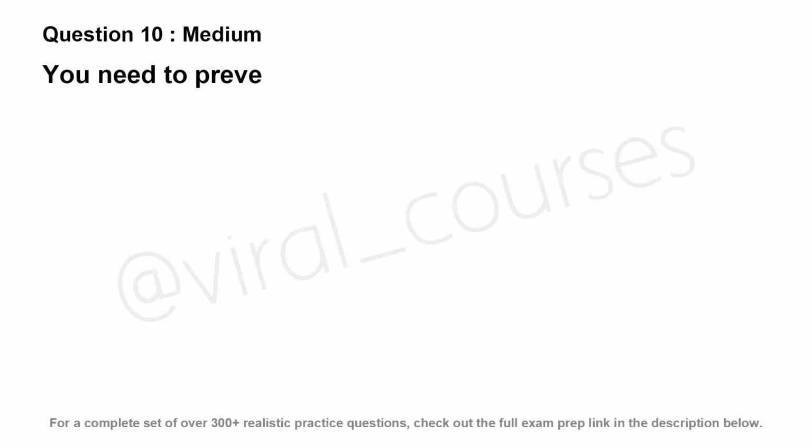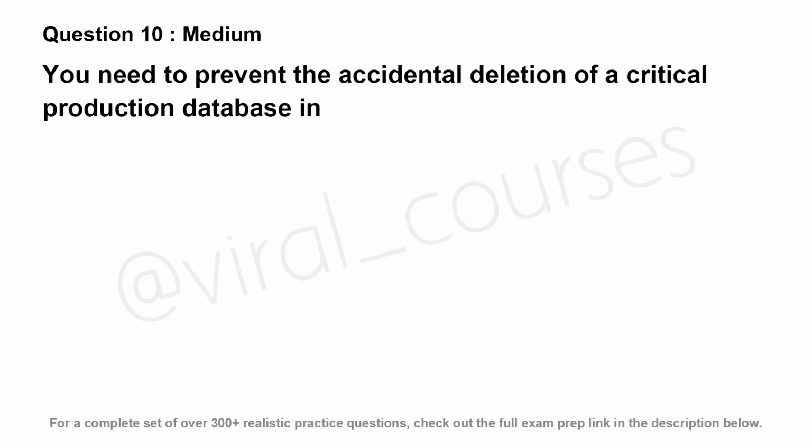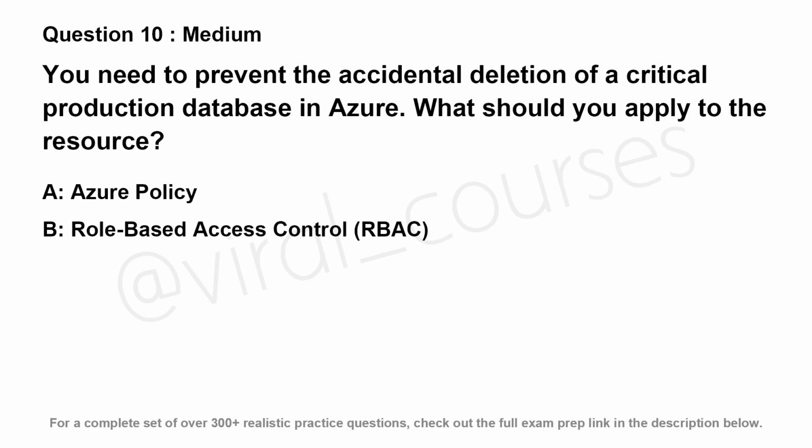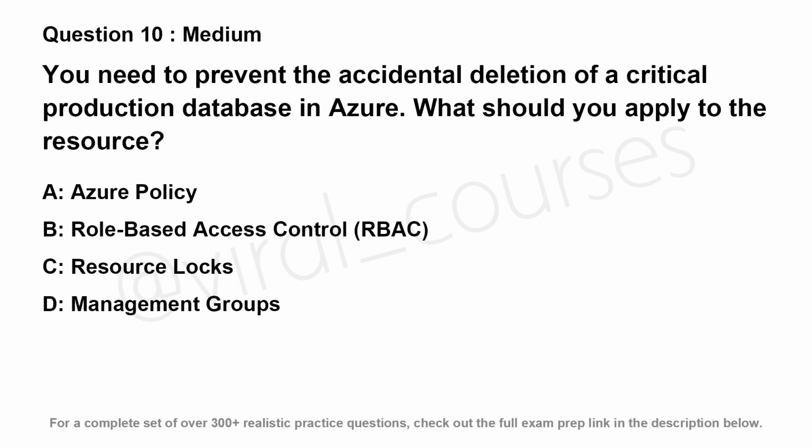You need to prevent the accidental deletion of a critical production database in Azure. What should you apply to the resource? Option A, Azure Policy. Option B, Role-Based Access Control, RBAC. Option C, Resource locks. Option D, Management groups.